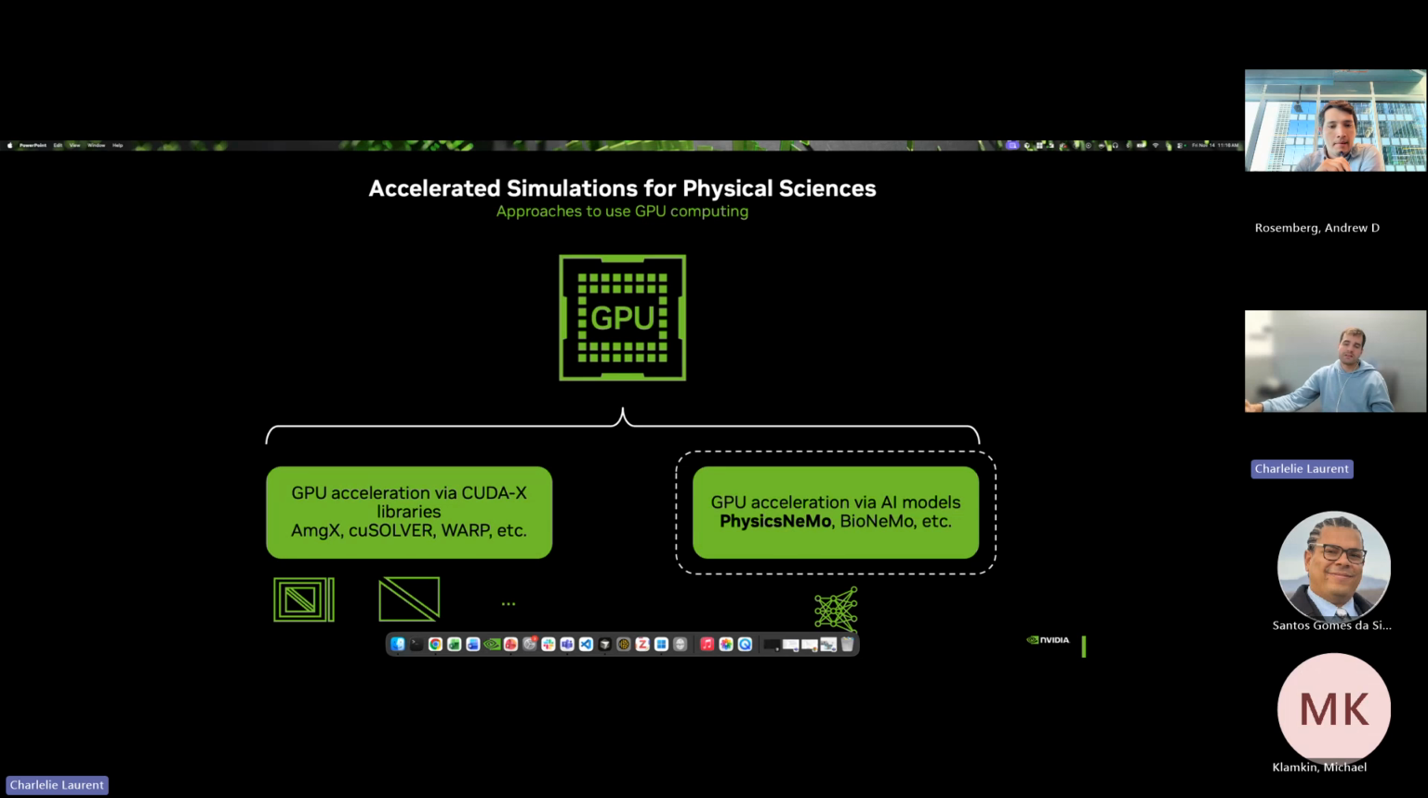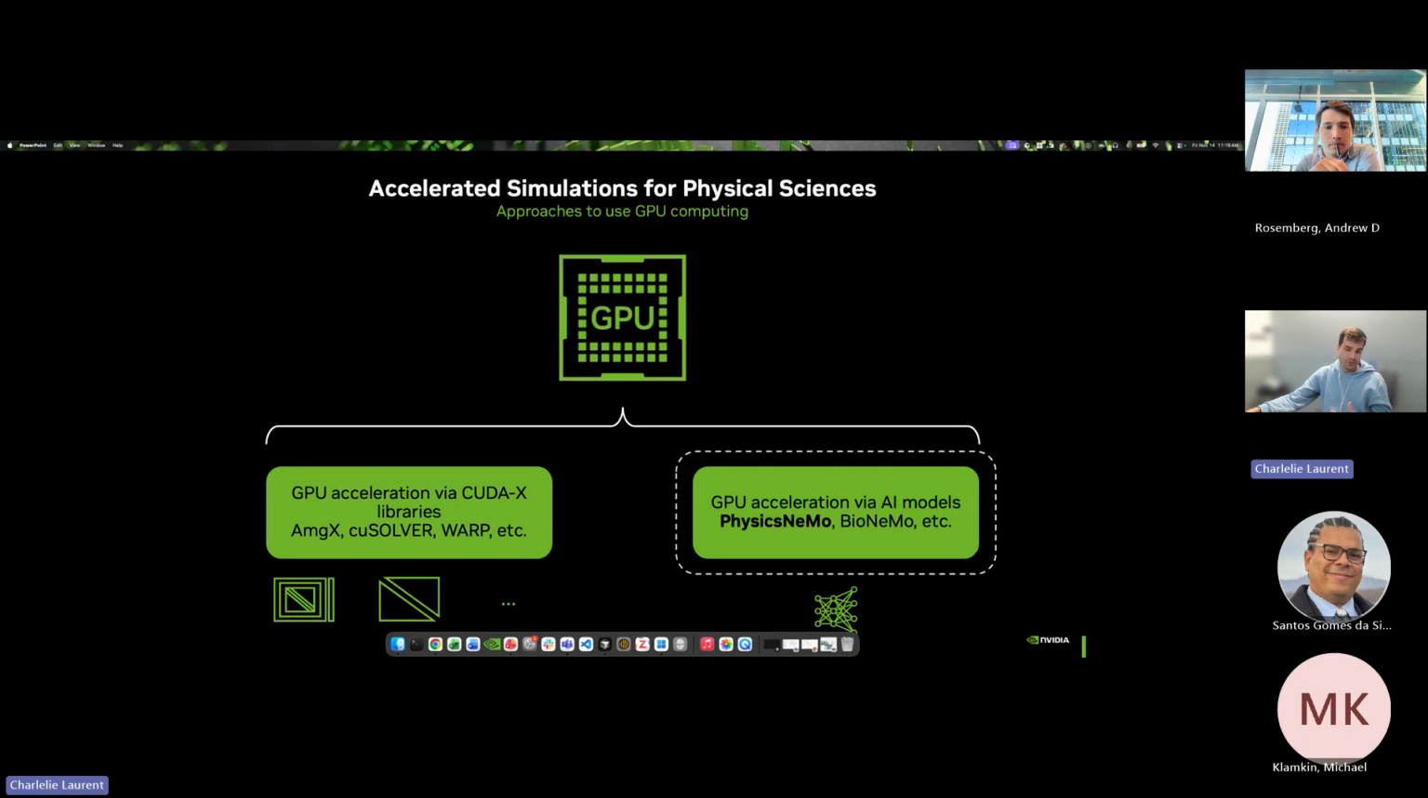So at NVIDIA, we have two ways to accelerate simulation. The first way is to take your traditional PDE solver and accelerate it with what we call the CUDA-X libraries. There are really a lot of libraries, and there is CUDA, but CUDA is not something you should be using unless you intend to work at NVIDIA. You should be using mostly higher-level APIs to CUDA.